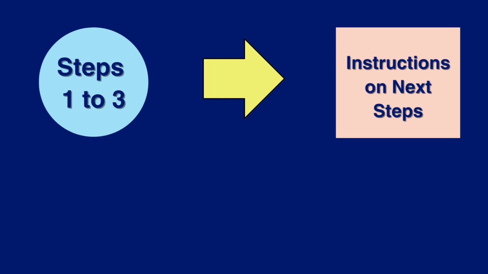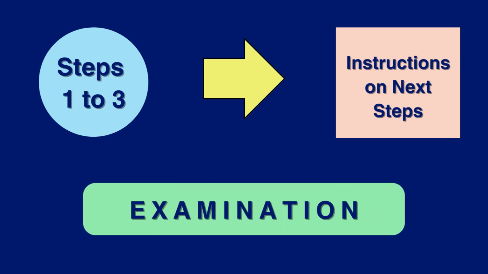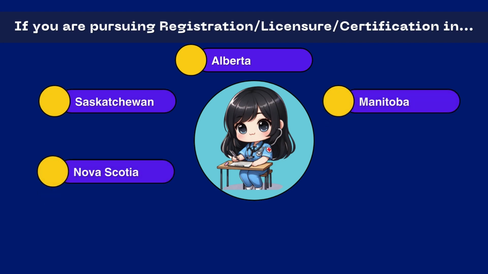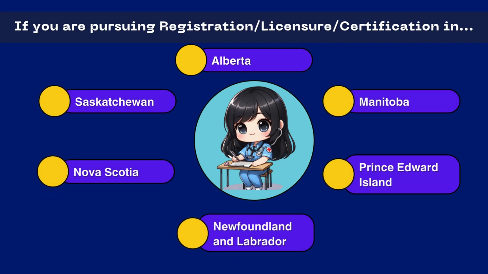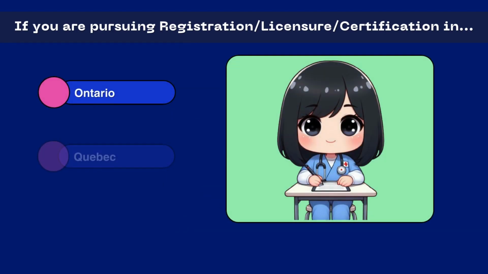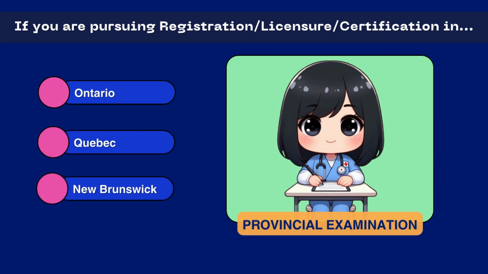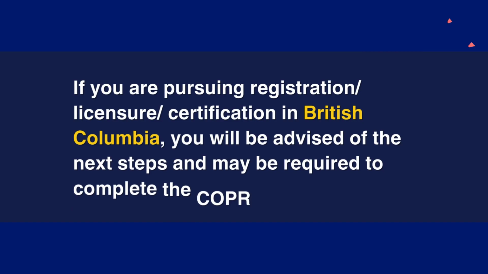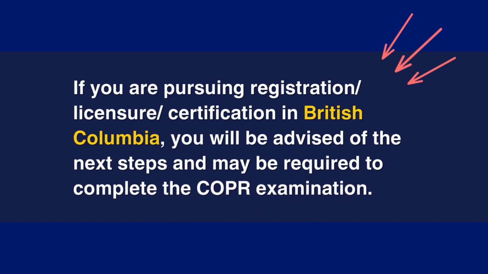Once you have completed steps 1 to 3, you will receive instructions on how to proceed with the succeeding steps, which include taking an examination. If you are pursuing registration, licensure, or certification in Alberta, Saskatchewan, Manitoba, Nova Scotia, Prince Edward Island, and Newfoundland and Labrador, you are required to complete the COPR examination. In Ontario, Quebec, and New Brunswick, you must take the approved provincial examination as per jurisdictional requirements. If you are pursuing registration, licensure, or certification in British Columbia, you will be advised of the next steps and may be required to complete the COPR examination.